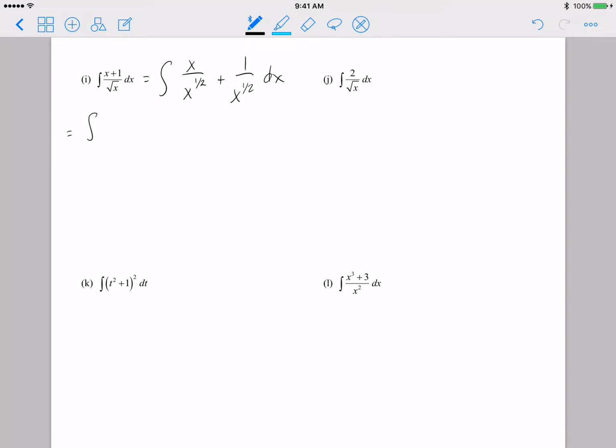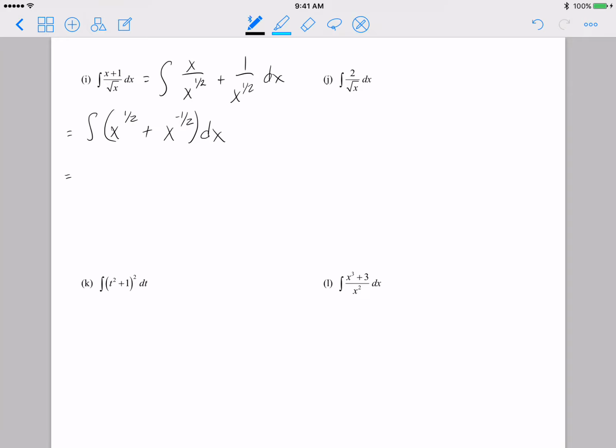Okay, well still without using the power rule, we're going to simplify. So x over x to the 1/2 is x to the 1/2, plus 1 over x to the 1/2 is x to the negative 1/2 dx. Okay, now I have done enough algebra in order for me to be able to use the power rule.